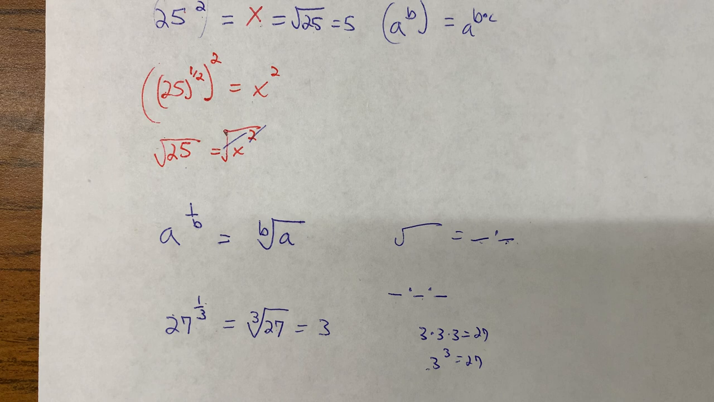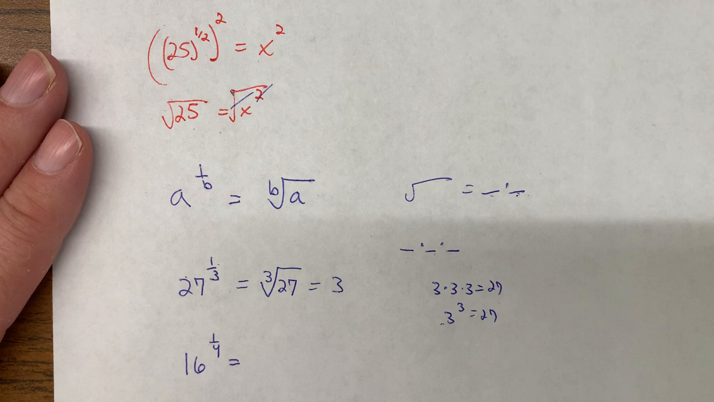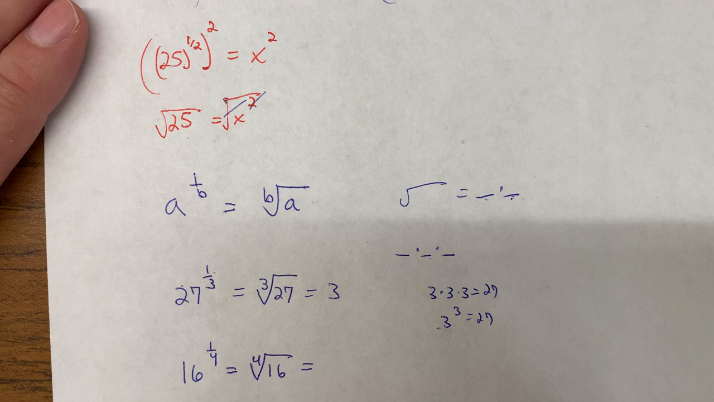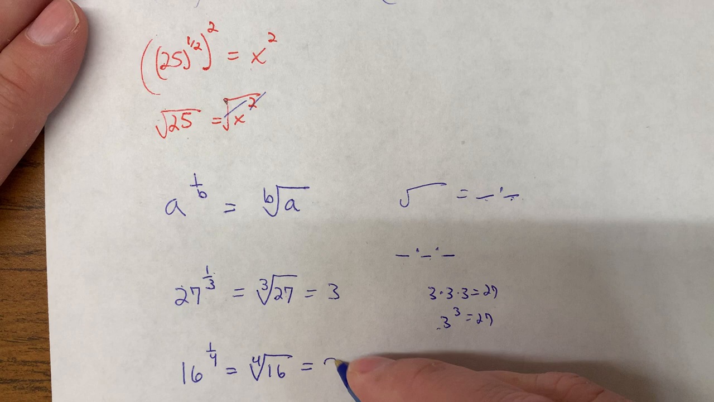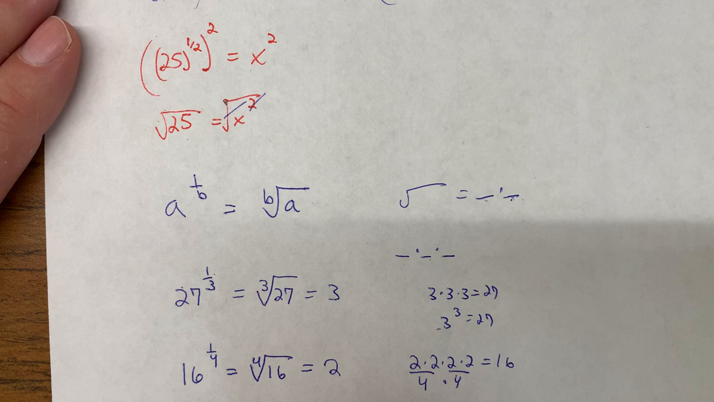Why don't you try one on your own? What is 16 to the 1/4 power? So hopefully you knew what this is equal to. This is the 4th root of 16. And the 4th root of 16 means what times what times what times what gives you 16. So what is the number that times itself 4 times gives you 16? The answer is 2, because 2 times 2 is 4, 2 times 2 is 4, and 4 times 4 is 16. So we can kind of group them like that. Or you just do 2 times 2 is 4, times 2 is 8, times 2 is 16. Either way, this is the 4th root.